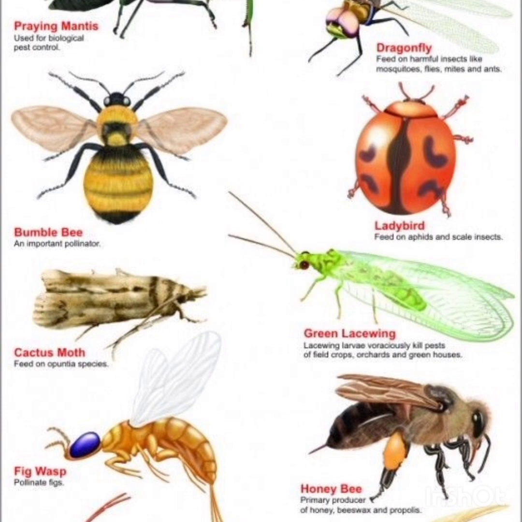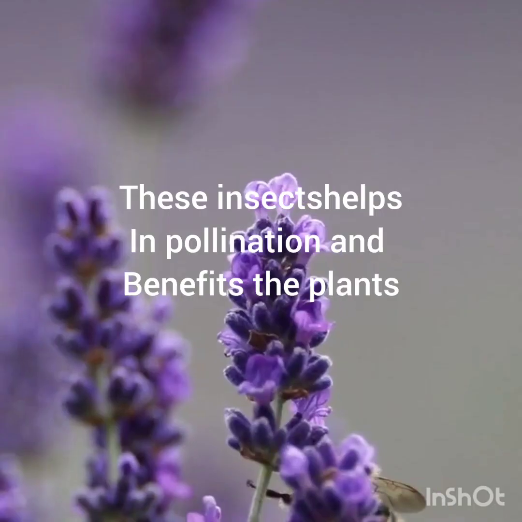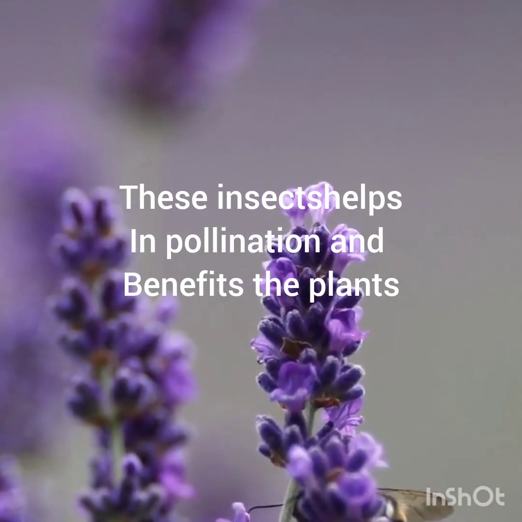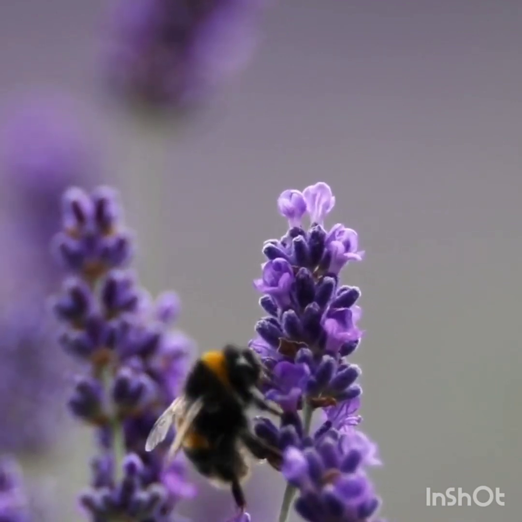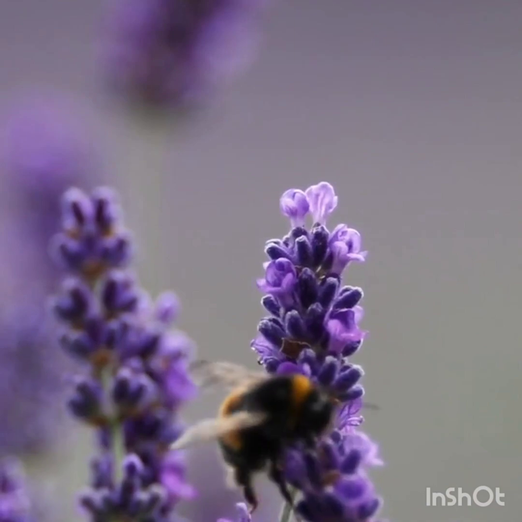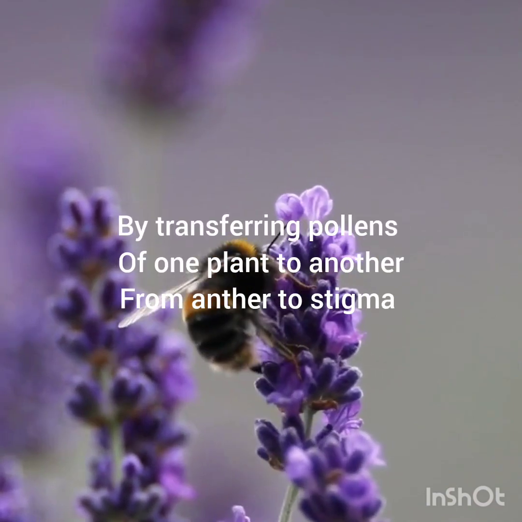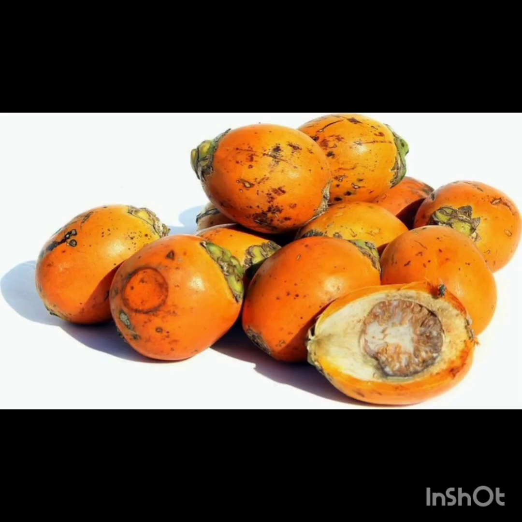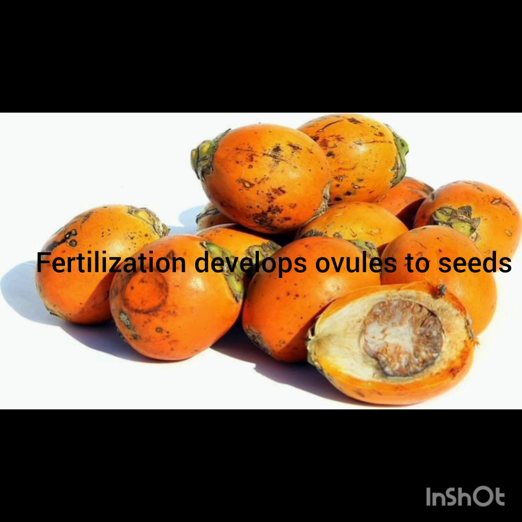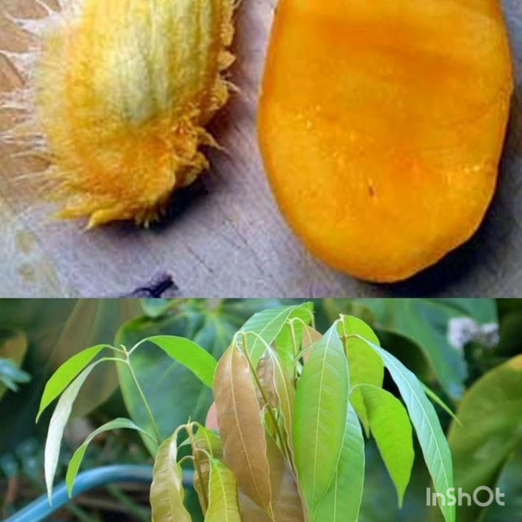These insects help in pollination and benefit the plants by transferring pollen of one plant to another, from anther to stigma. This leads to fertilization. Fertilization develops the ovules into seeds. These seeds give new plants.